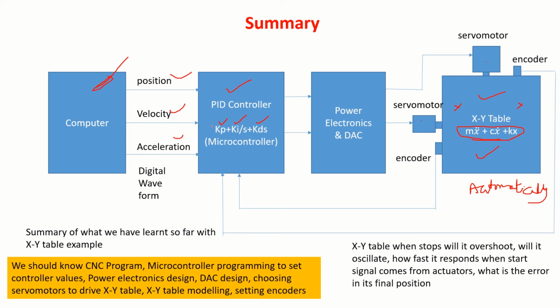So far I have taught you, when the XY table stops, will it overshoot? Will it oscillate? How fast does it respond? When the start signal comes from the actuator, what is the error in its final position? All these things, how to find them, we have learned. Once you know the transfer function, this we have learned.